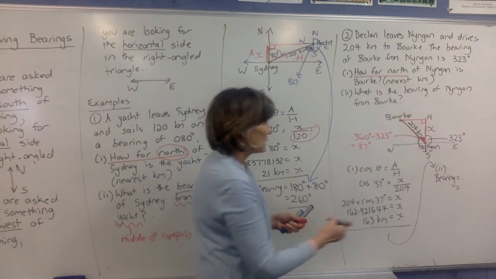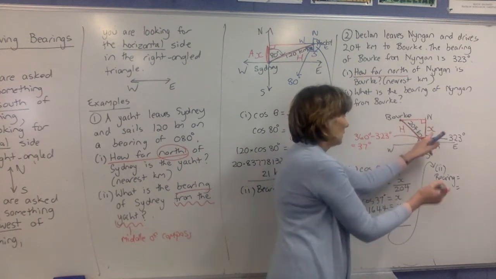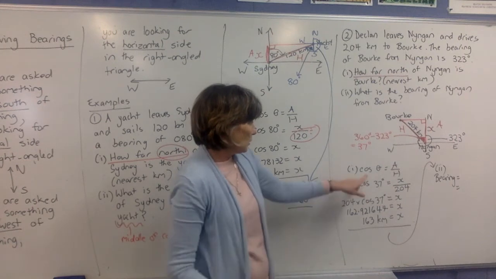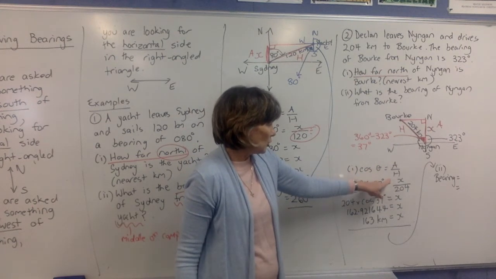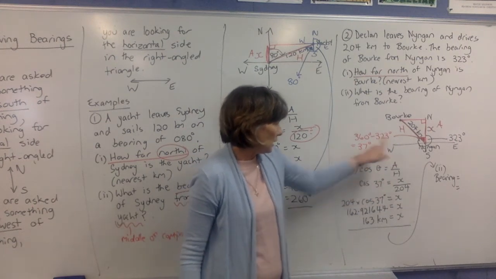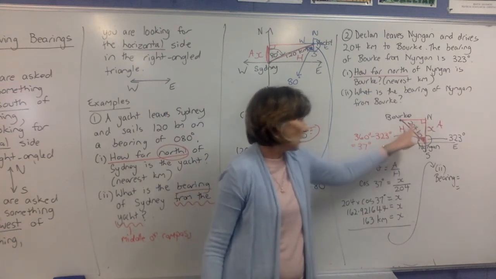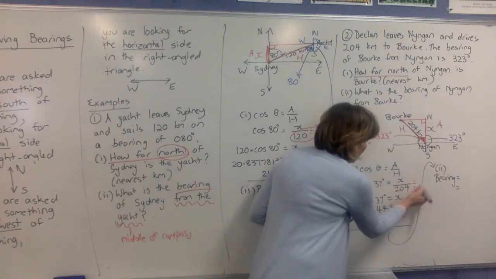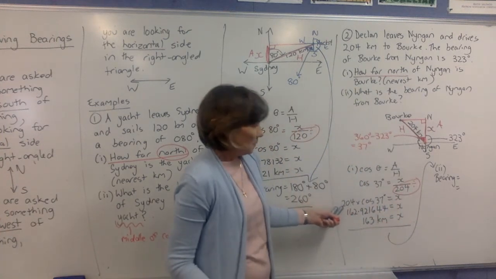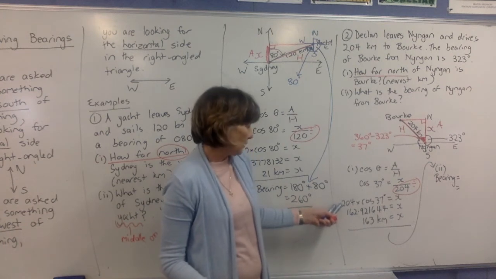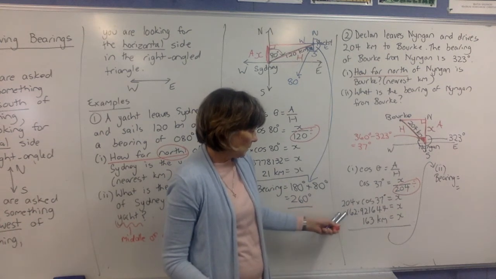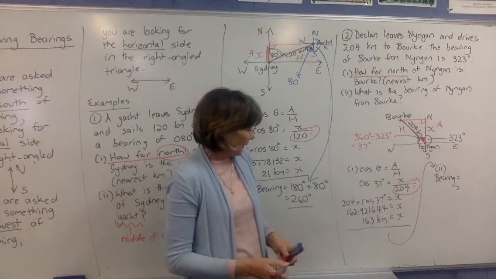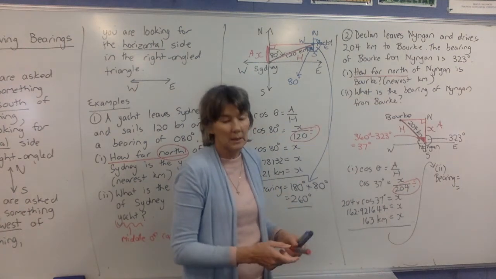Okay, now we'll label our sides. This is our hypotenuse and this is our adjacent. So we're using cos. So we're going to do cos theta equals A over H. Cos 37 degrees equals X over 204. We're getting rid of the divided by 204 by timesing by 204 over here. Put it all in the calculator, round off to the nearest kilometre like they asked, and it's 163 kilometres.